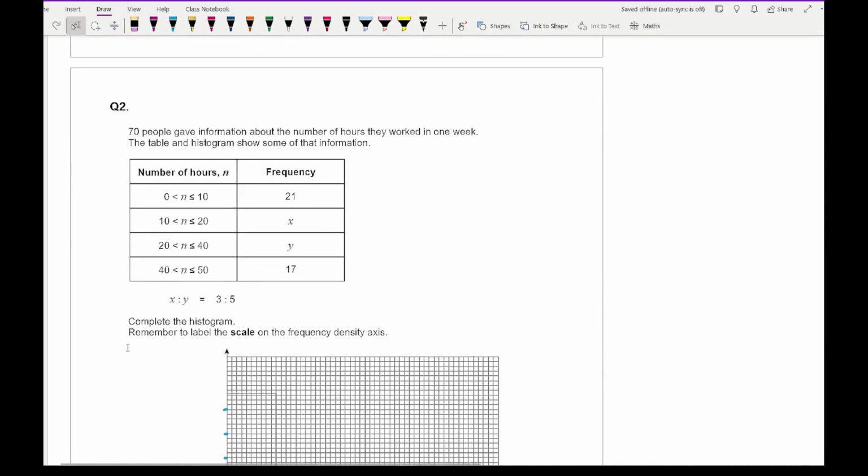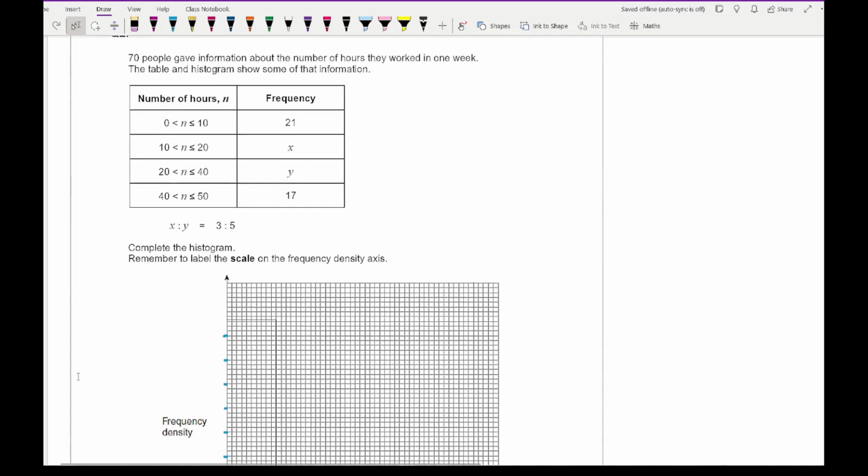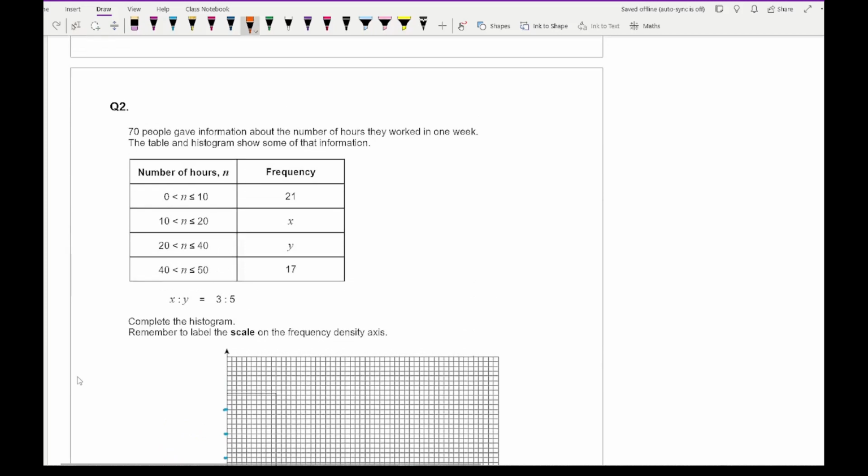Then moving on to question 2, it says that 70 people gave information about the number of hours they worked in 1 week. The table and the histogram show some information. We know that X to Y is in the ratio of 3 to 5. Complete the histogram. Remember to label the scale on the frequency density axes. So let's first of all look at this first. We know that there's 70 people altogether, so that needs to add up to 70. Now if we do the subtraction of 70 minus 21 minus 17, that gives us an answer of 32.